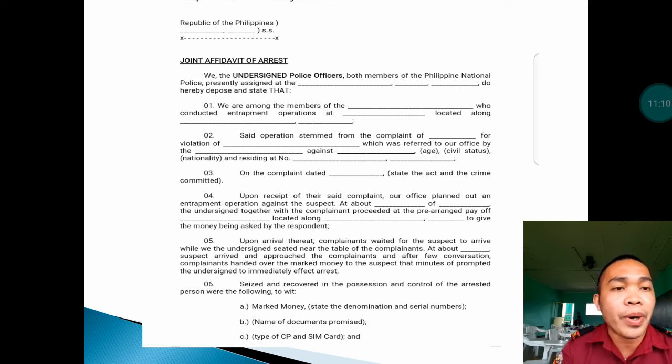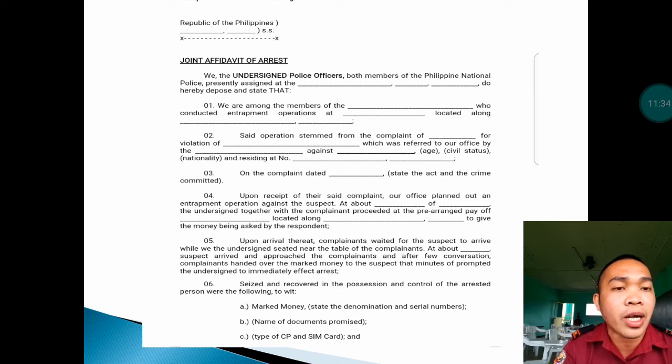The fourth paragraph, upon receipt of the said complaint, our office planned out an entrapment operation against the suspect at about, unsa nga time o unsa nga adlaw. The undersigned together with the complainant proceeded at the pre-arranged place located along specific nga address to give the money being asked by the respondent.